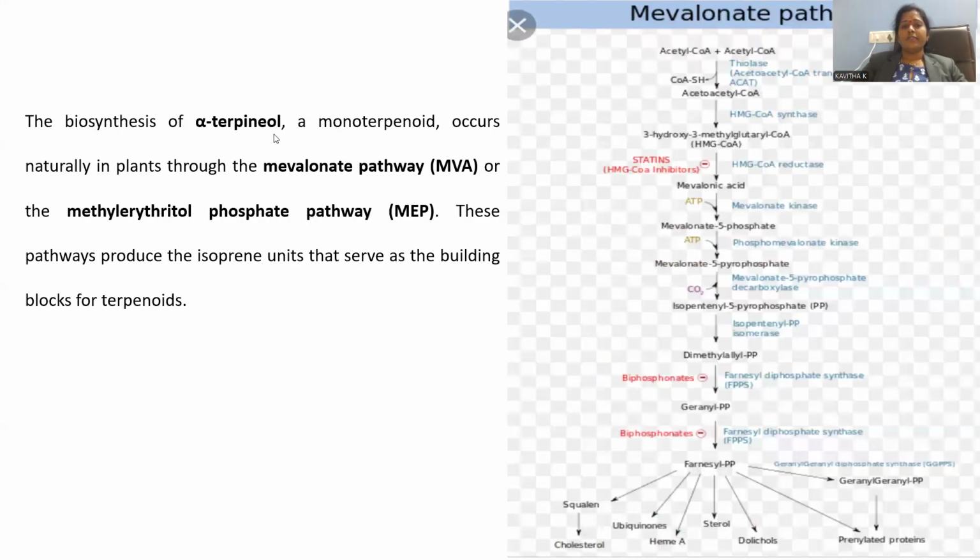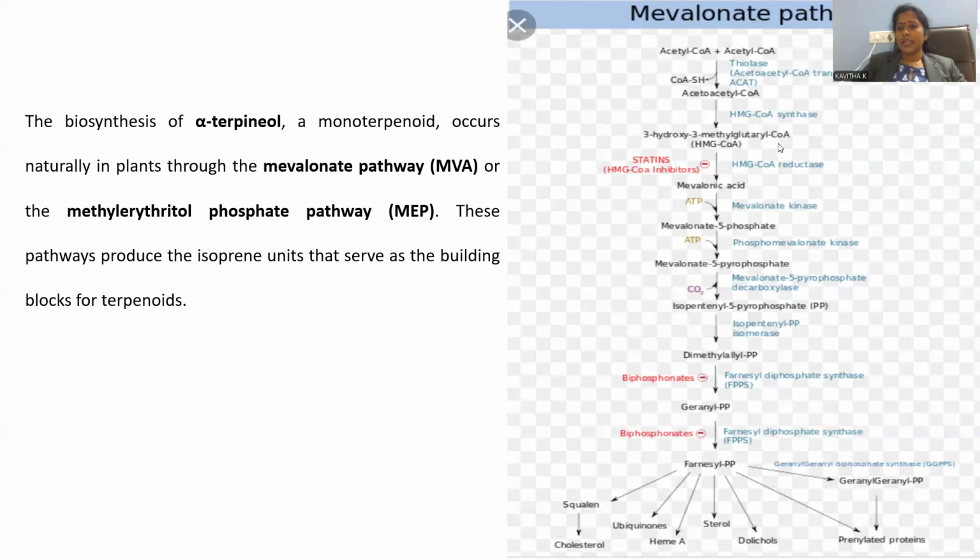The biosynthesis of alpha terpineol, that is a monoterpenoid, occurs in nature in the plants through the mevalonic acid pathway. Mevalonic acid pathway is a common methodology to synthesize most of the terpenes. In the mevalonic acid pathway, we can start the method with acetyl coenzyme A. Later on, acetoacetyl coenzyme A will be transformed, and that will be further modified into 3-hydroxy 3-methyl glutaryl coenzyme A, which is abbreviated as HMG coenzyme A.